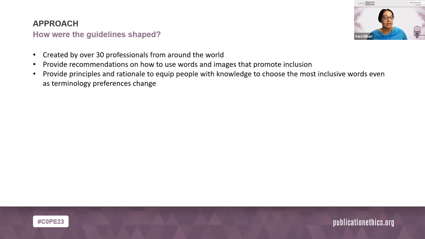The guidelines were created by a working group of more than 30 professionals from around the world. And we strove to provide recommendations on how to use words and images that promote inclusion and to provide principles and rationale to equip people with knowledge to choose the most inclusive words, even as terminology preferences change, rather than just providing a list of words to use and not use, although the guidelines do include some examples. The guidelines are not intended as a tool for censorship or to police or silence authors. The guidelines apply to a range of professionals and situations, not only authors, reviewers, and editors, but also publishers, scholarly societies, researchers, librarians, and so forth.